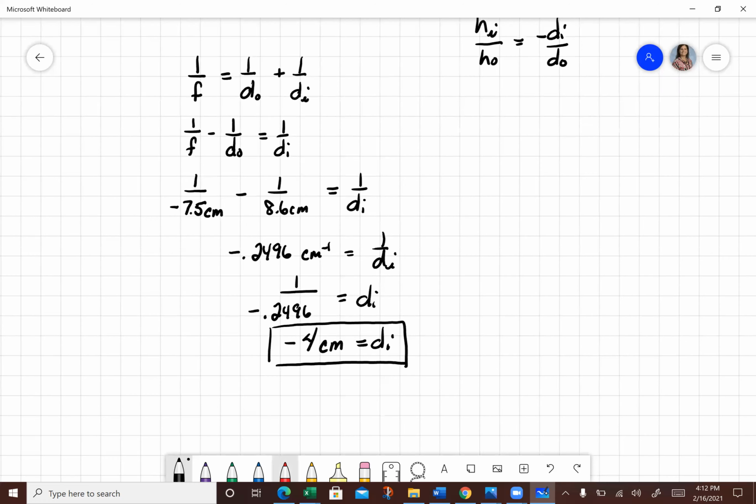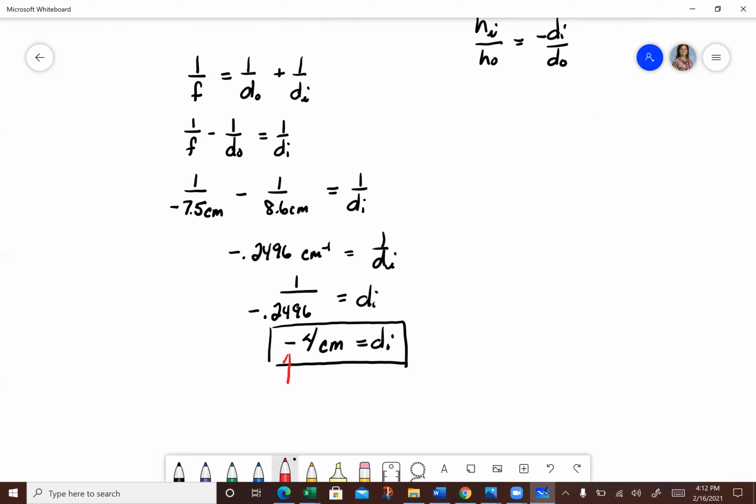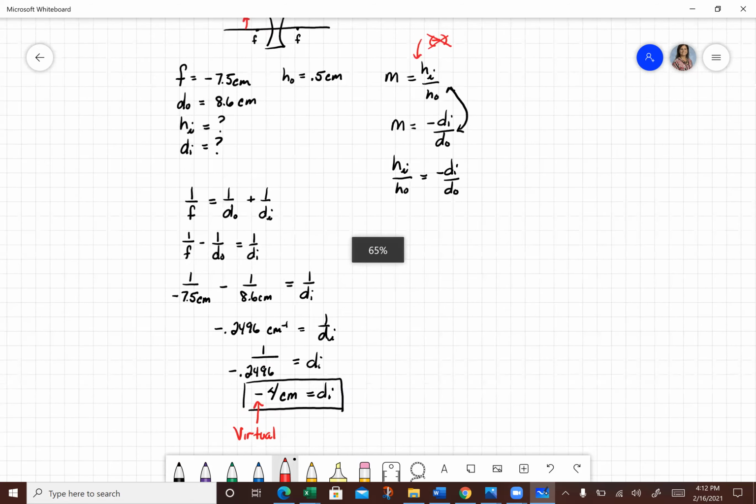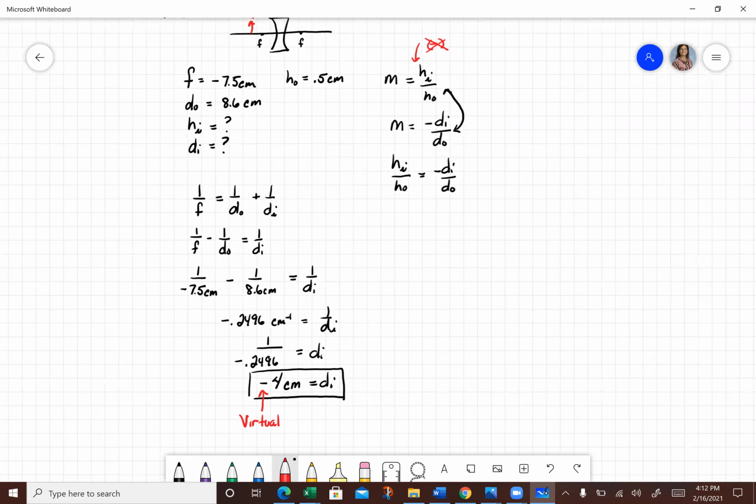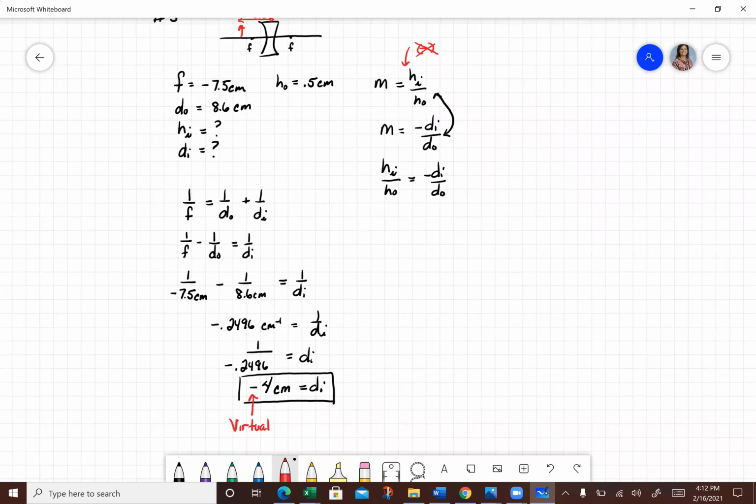Which makes sense because the negative in an image distance, as we had with our warm-up question today, means that this is virtual, right? And we would expect that with this type of lens. If we have a diverging lens, we expect a virtual image, right?